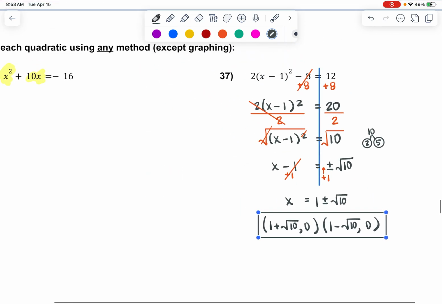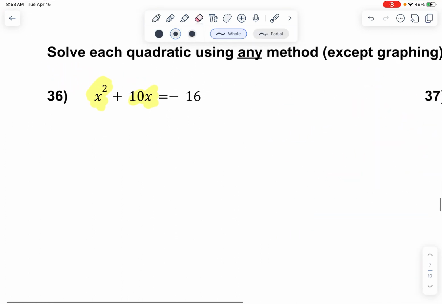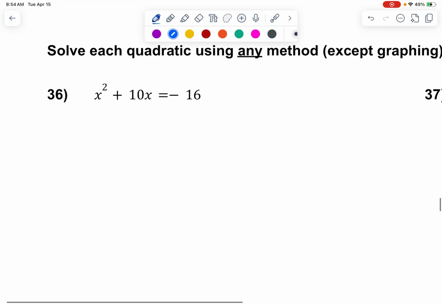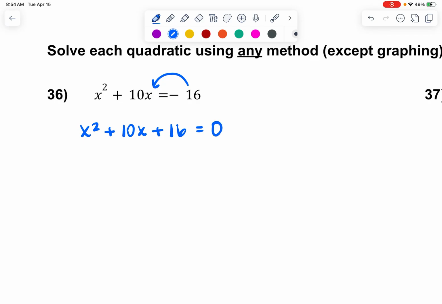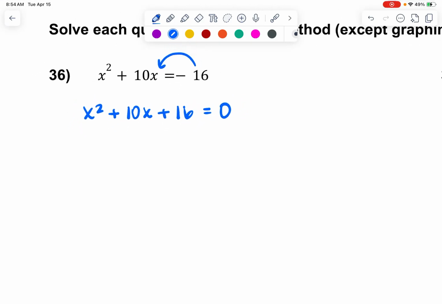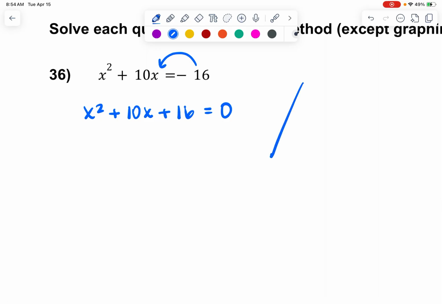All right. Let's go back to these guys really quick. On this one, we definitely need to move this negative 16 over so that it's set equal to 0. So we're going to add the 16 to the other side. I'm going to go ahead and factor this one because there are factors of 16. You can do quadratic formula though. It works all the time. So there are factors of 16 that add to give us 10, right? And that would be 8 and 2. All right, so I'm just going to go ahead and do this one by factoring.